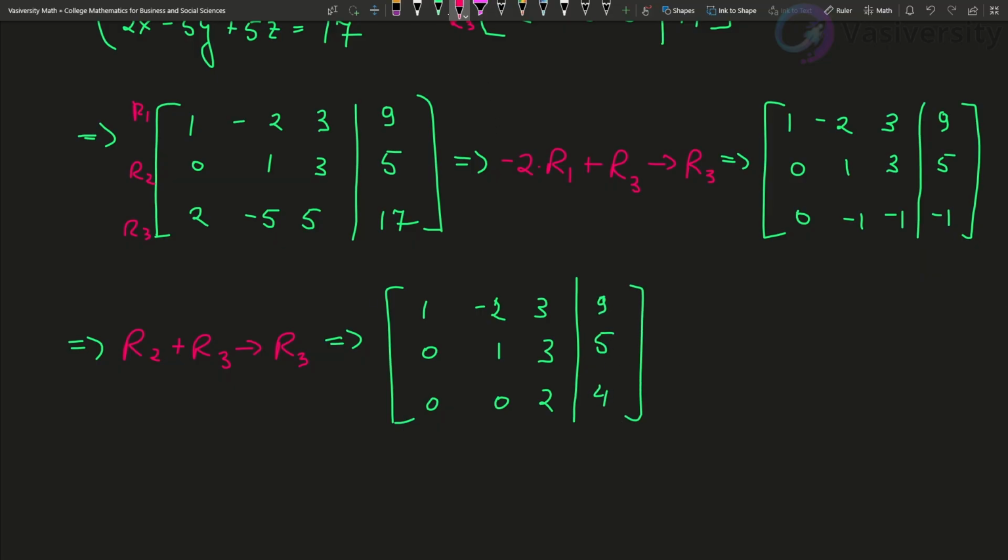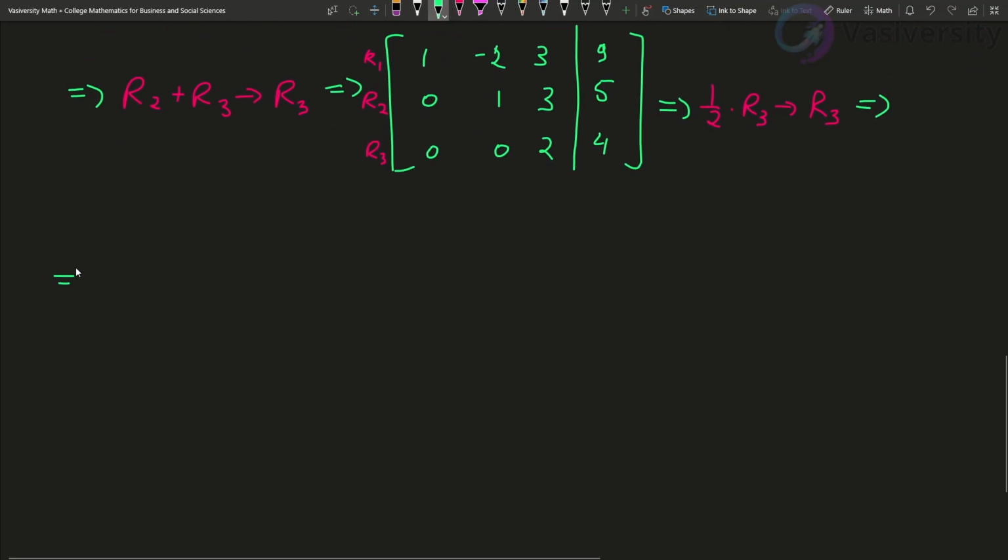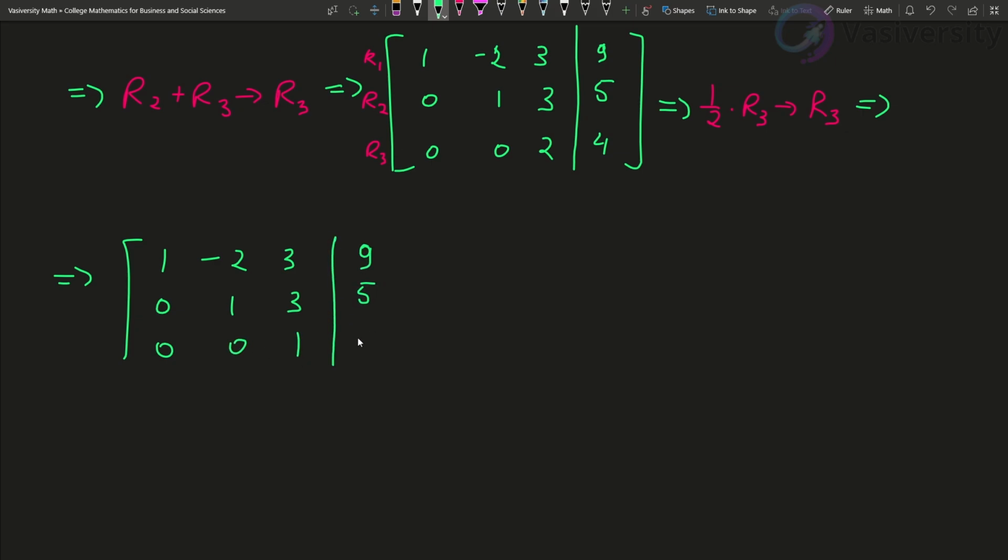Then we're going to go ahead and multiply the third row by 1/2, essentially dividing by 2, and we will have the following. So 1/2 times row 3 becomes row 3. So that's a new row 3. Okay, and we will have the following. So our row echelon form will be 1, negative 2, 3, 0, 1, 3, 0, 0, 1. It's going to be 9, 5, 2.